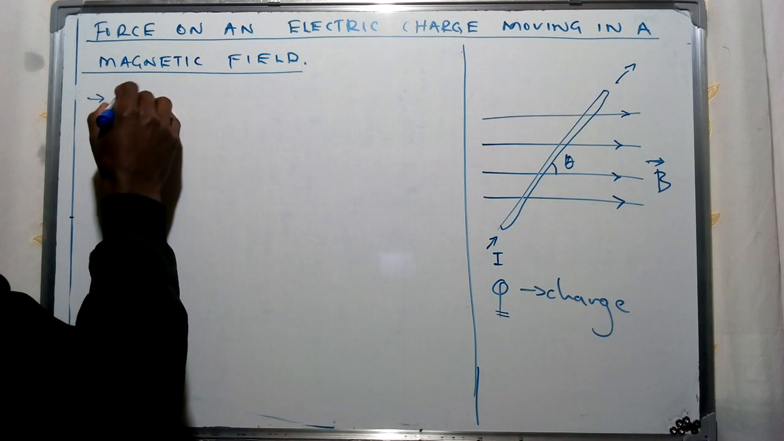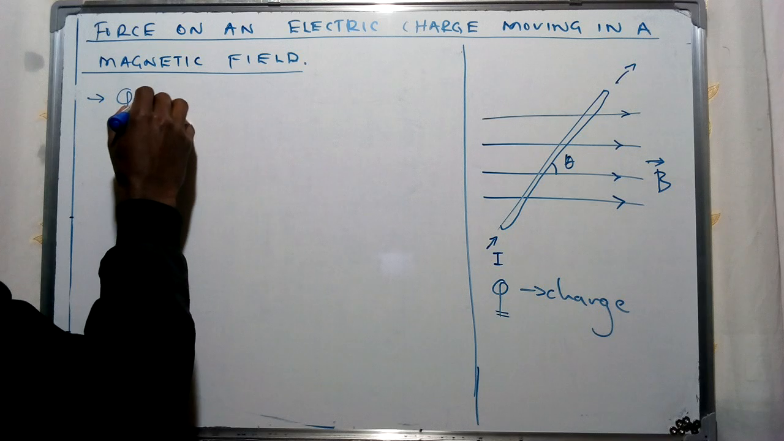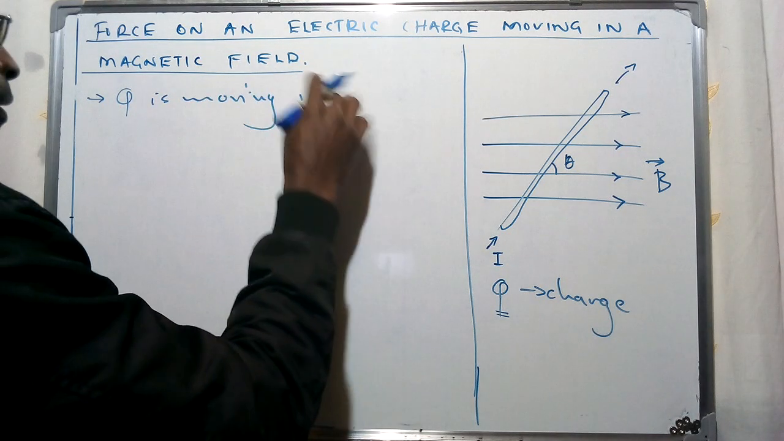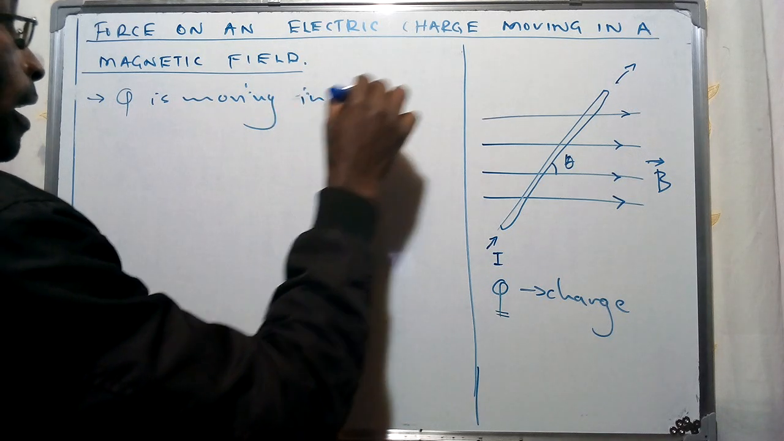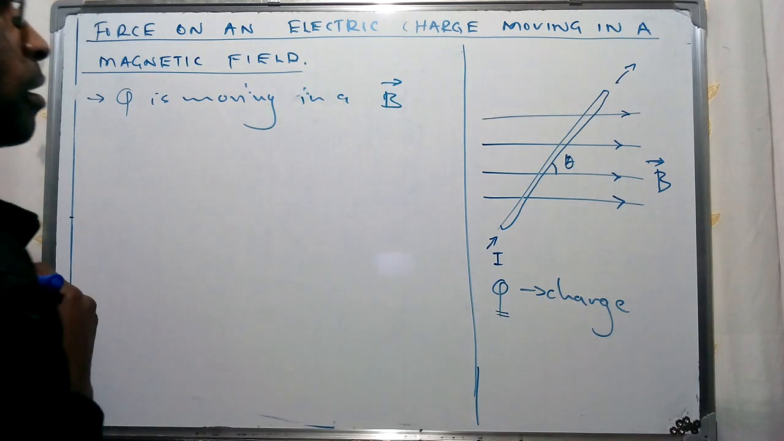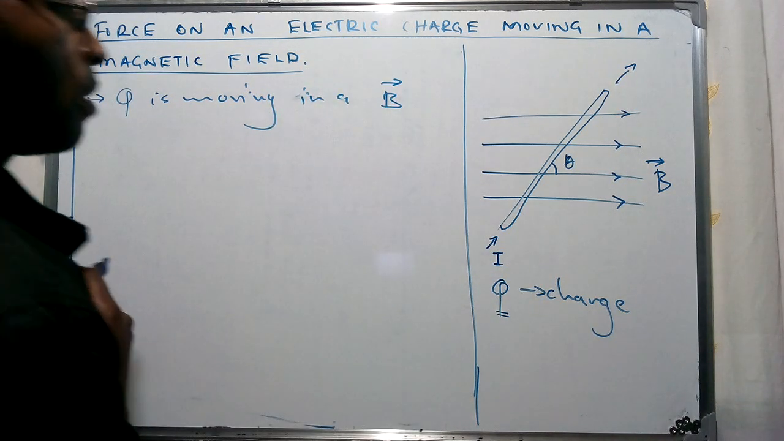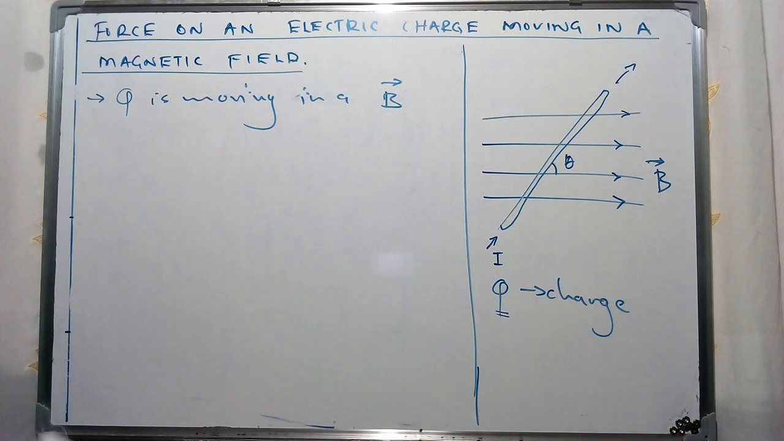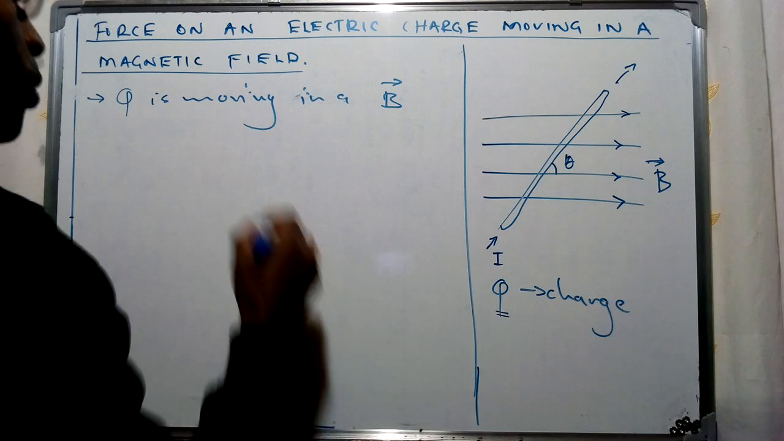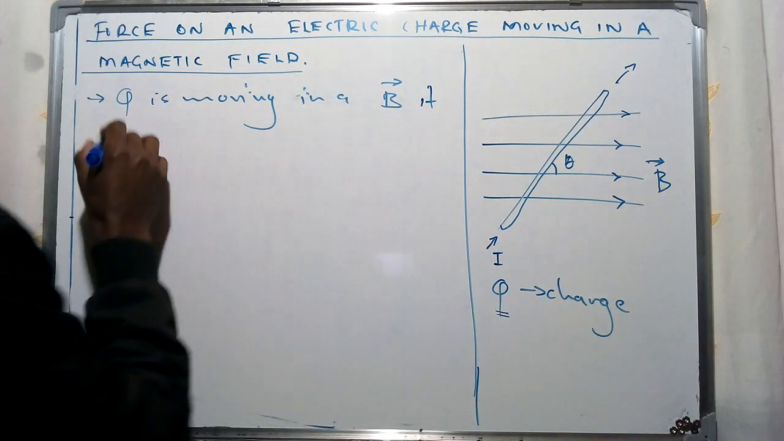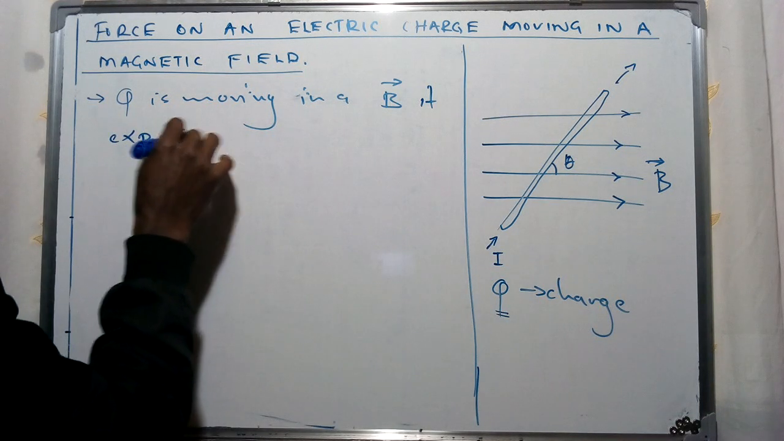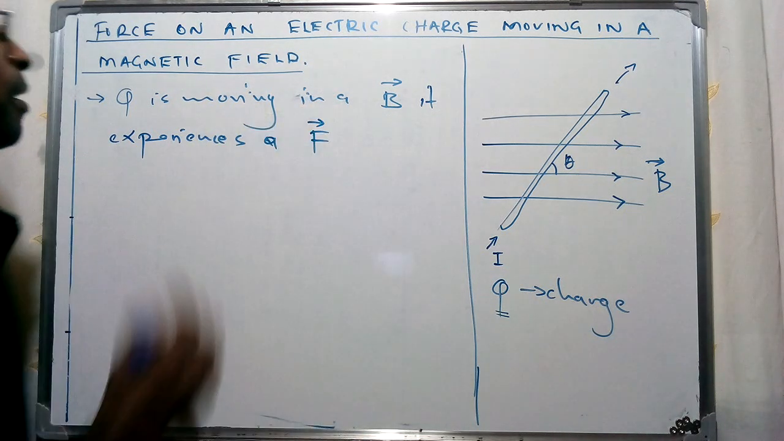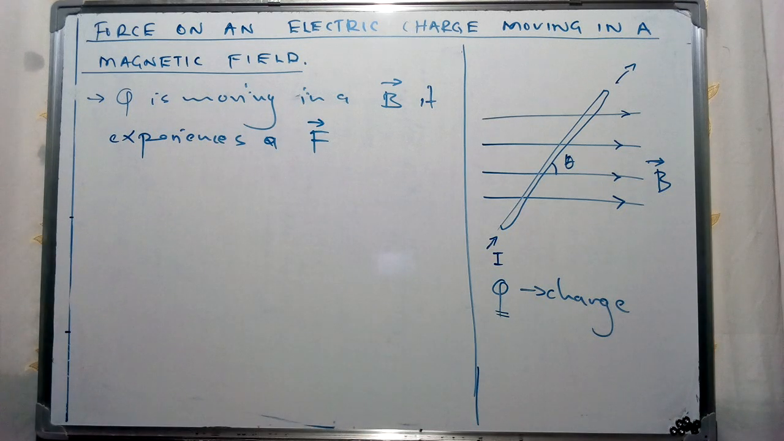Now, in this case, we are going to see that when an electric charge is moving in a magnetic field, so I'm going to use the symbols. I presume that we understand what they imply. So when an electric charge is moving in a magnetic field, it experiences a force given in terms of that specific symbol.